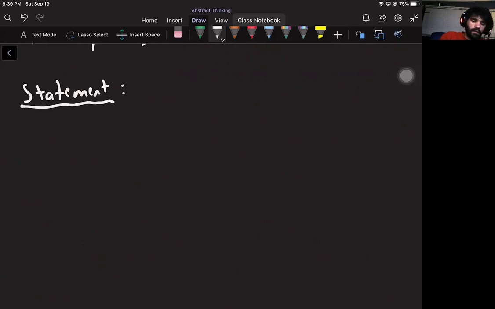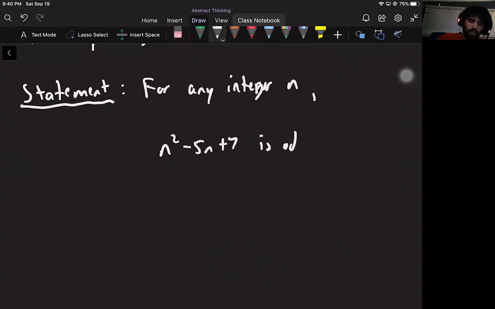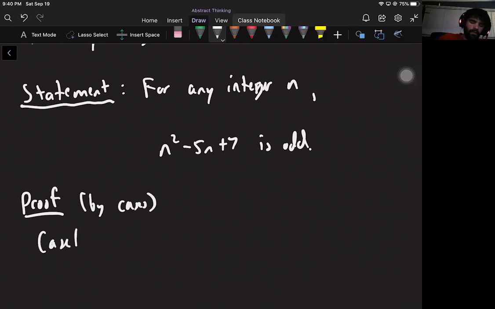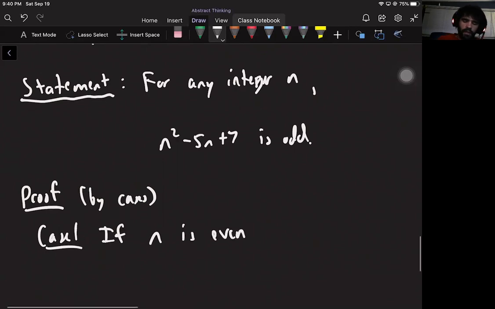All right. So for any integer n, how about this? n squared minus 5n plus 7 is odd. Okay, so now we know, because this is in the proof by cases section, it's definitely going to be a proof by cases. So we're just going to jump right into it this time. So case 1, if n is even, I'm not going to write the whole case down, I'm just going to get going on the proof.